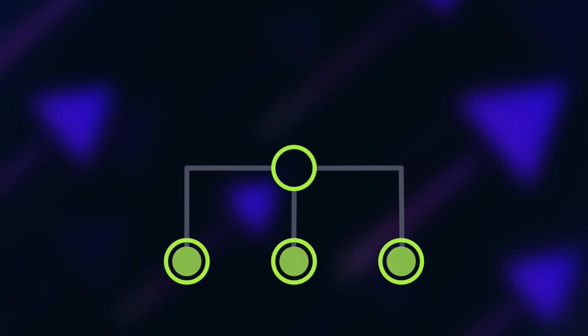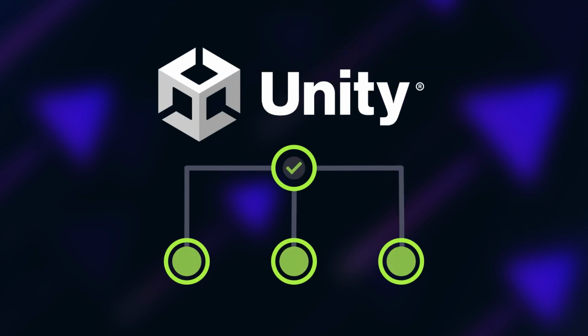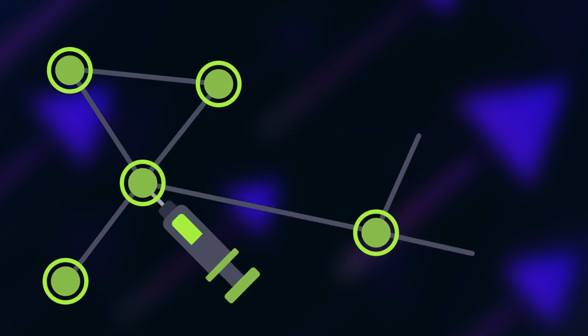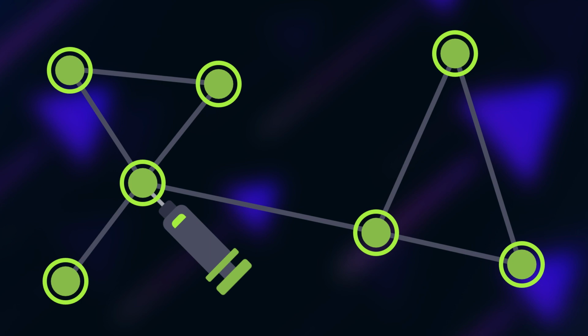Hey guys, do you already have your way to manage dependencies in Unity? AlchemyBow.Core supports your architecture with dependency injection, which is very similar to the pattern you often use in the engine.